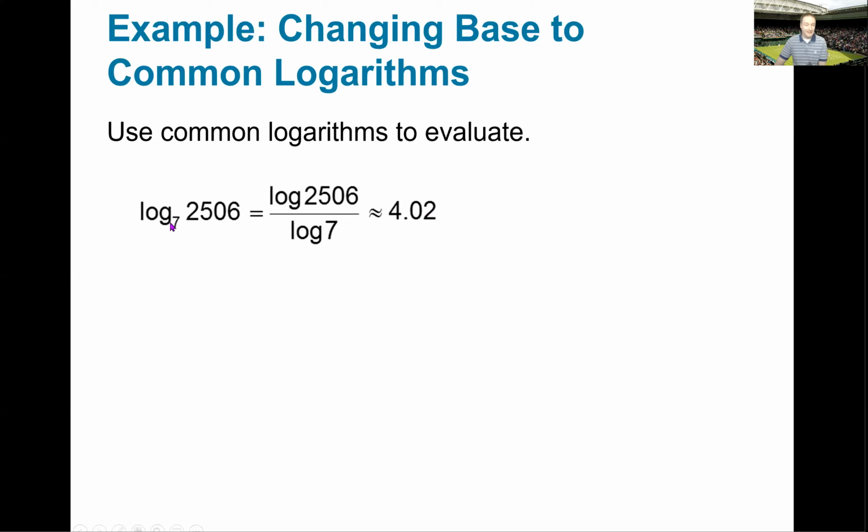But the way I get to that answer, some of your calculators have the log base formula on it, so you could type it in like that. But any calculator is going to be able to just have the common log. So you can just say, well, it's just the log of 2506 divided by the log of 7, and that's going to approximately be equal to 2 decimal places, 4.02.